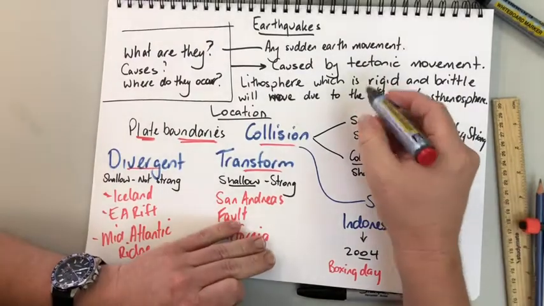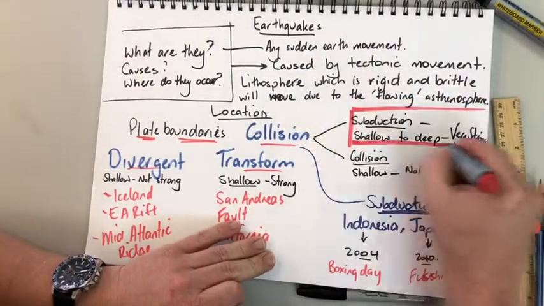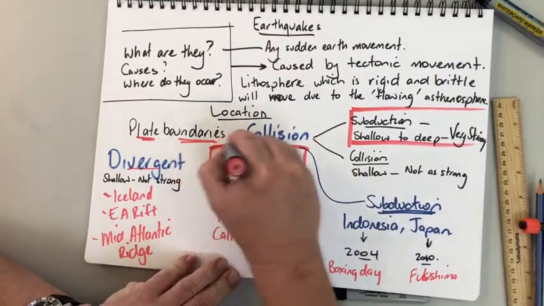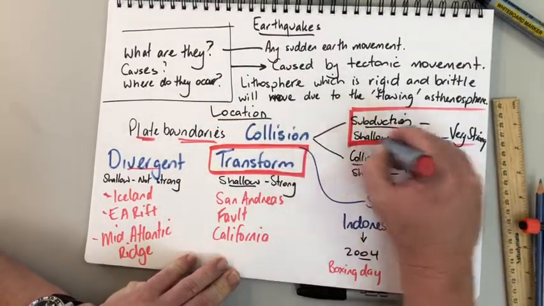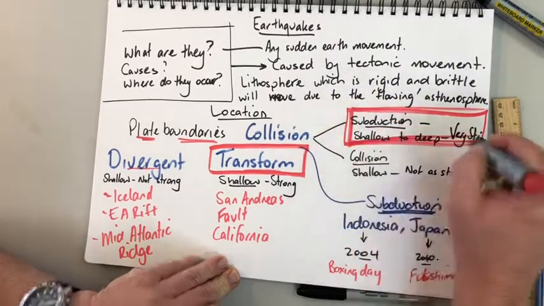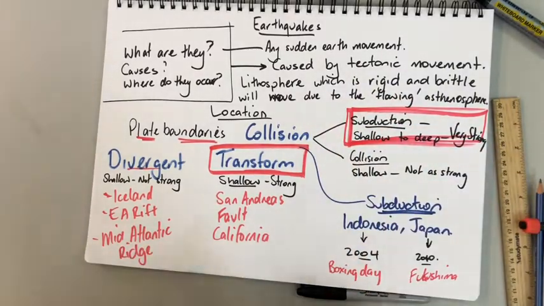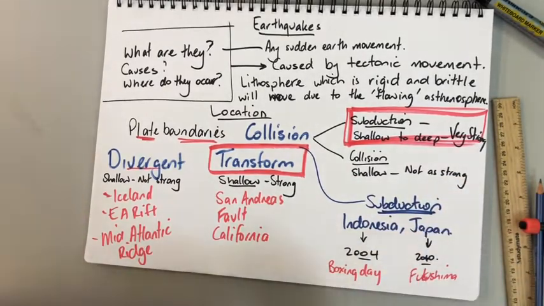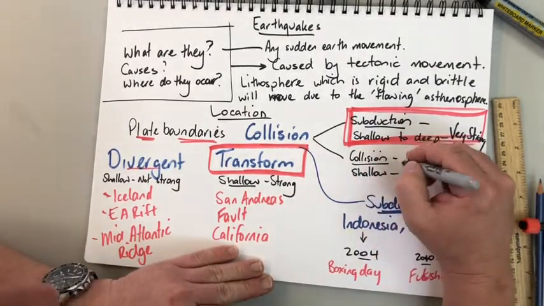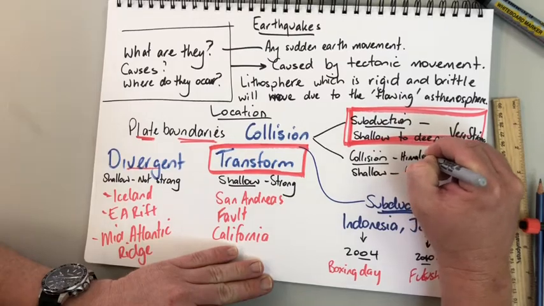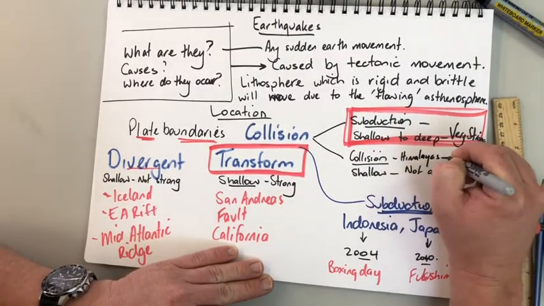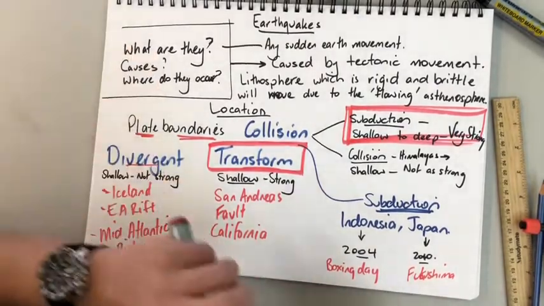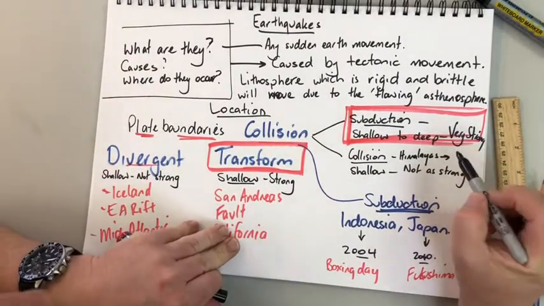Remember, subduction and our transform are our two primary types of earthquakes that we're going to be looking at here, and our two most destructive. Collision, if we're thinking about a location for collision, we're looking at the Himalayas. There are earthquakes, but the primary damage that earthquakes there cause is avalanches.